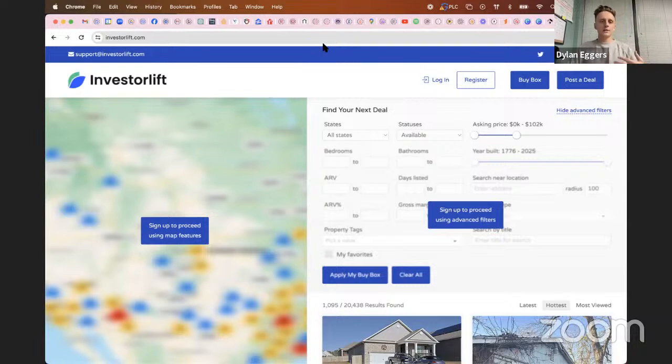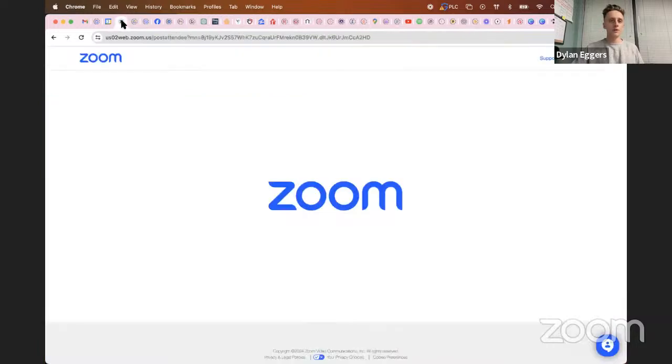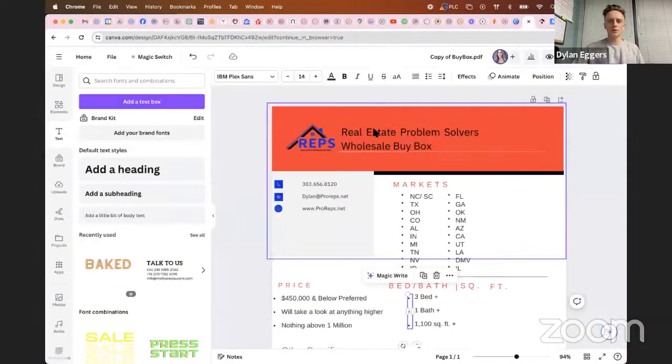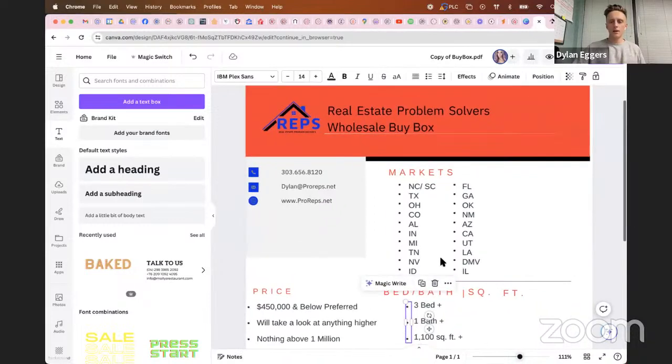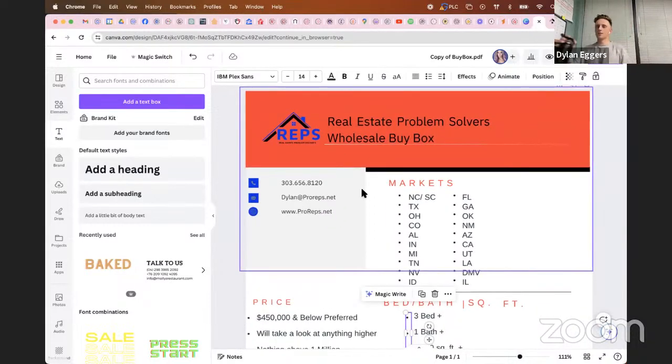Okay, so let me show you guys. So that's kind of our buy box, what we're looking to buy and how you guys can find those leads. Also, if you want to wholesale them to us or buy them for yourself, we encourage it. But I also want to show you guys, this is our wholesale buy box. I'm still working on it, so it's not totally complete. Let me take a drink of water.